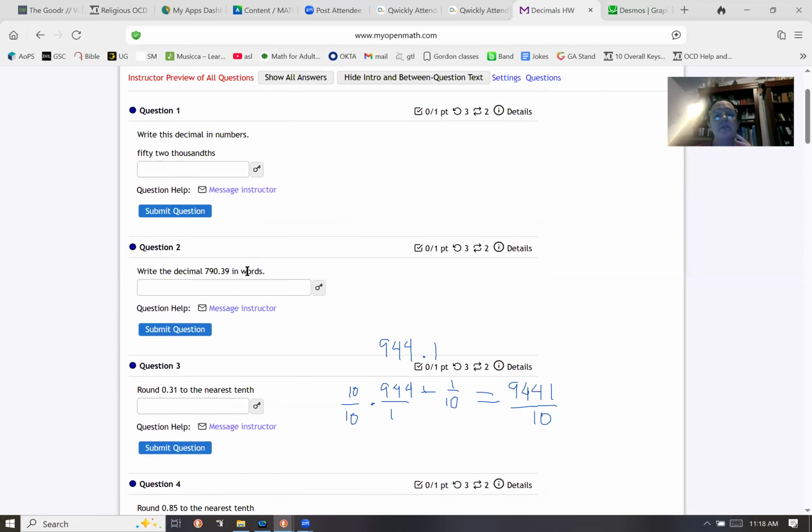You're writing this decimal in words. Remember that when you have the decimal point, you're going to use the word and. So we have 790 and then you look at where your number ends, what decimal place. Since the 9 is in the hundredths place, you're going to call this 790 and 39 hundredths.